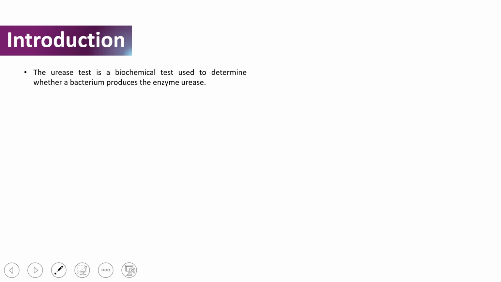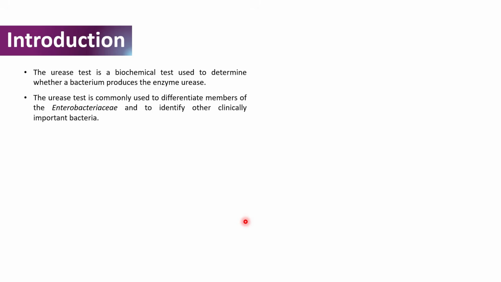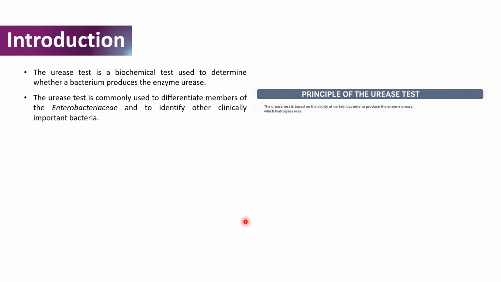The Urease test is a biochemical test which is used to determine whether a bacterium produces the enzyme urease, and it is commonly used to differentiate members of the Enterobacteriaceae and to identify other clinically important bacteria.